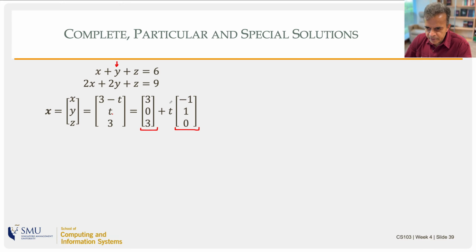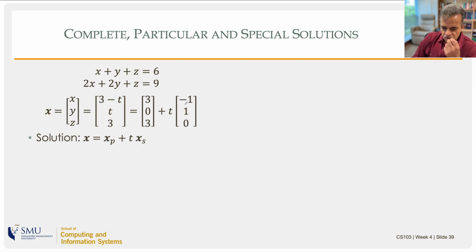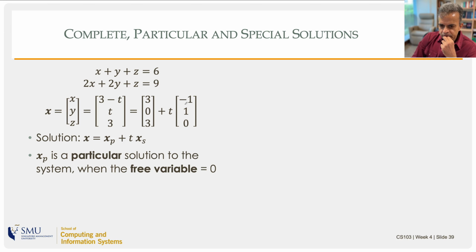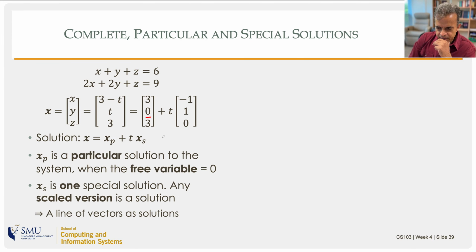One can take a parameterized scaled version of a vector. The first one is a fixed vector. So the solution x is of the form x particular plus t times x special. The particular solution is the solution to the system when the free variable y is set to 0. The special solution is something that can be scaled and added to the particular solution without affecting the solution.